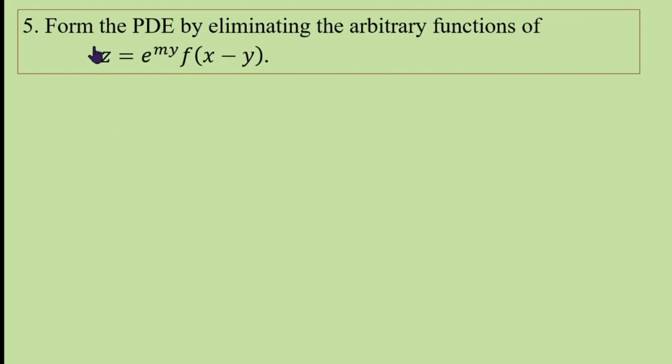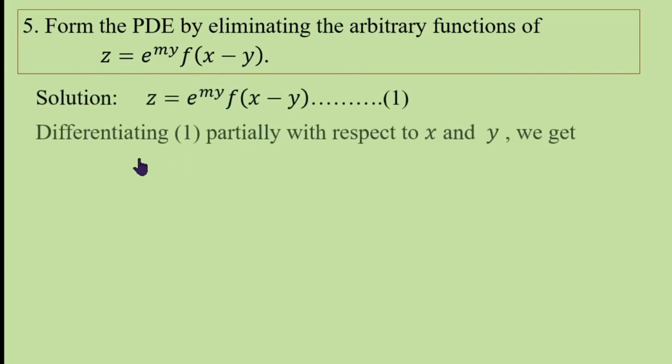One more example. Form the PD by eliminating arbitrary functions of z equal to e power my into f of x minus y. Here you can use the first technique, that is u equal to f of v. Here u becomes z by e power my, or z into e power minus my, and v is x minus y. That method is also okay. Or directly differentiate partially with respect to x and y. P becomes e power my into f dash of x minus y into 1, so e power my into f dash of x minus y.